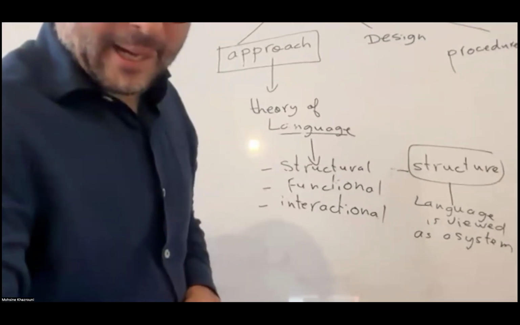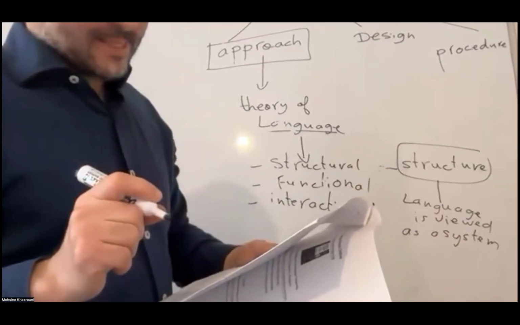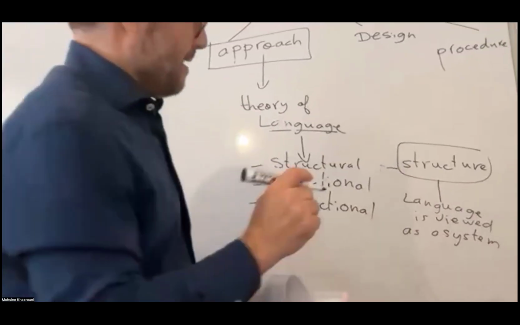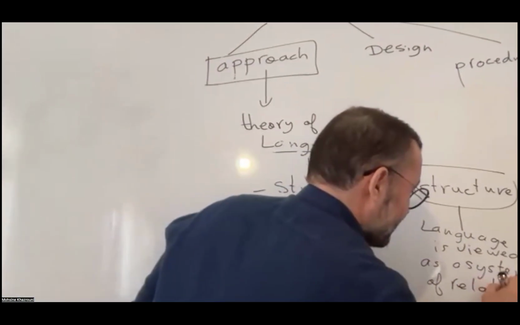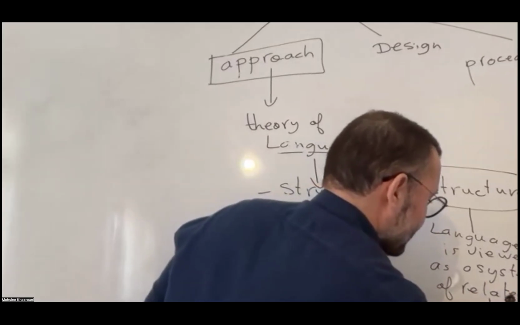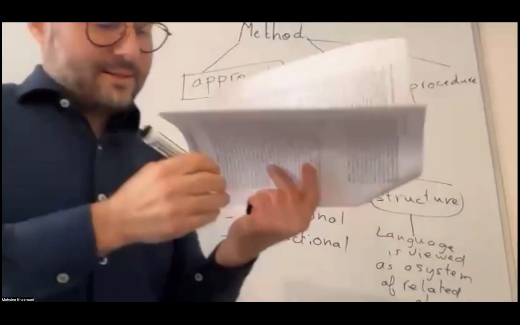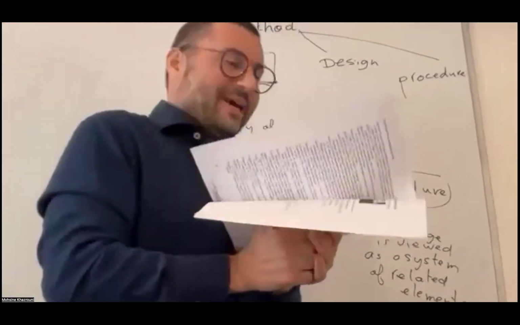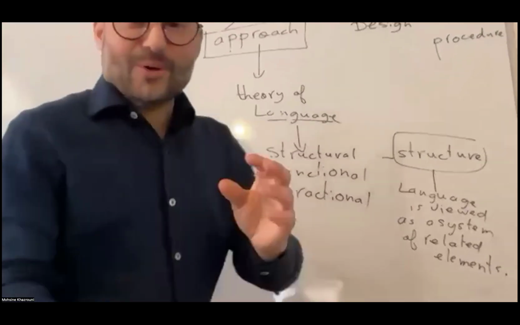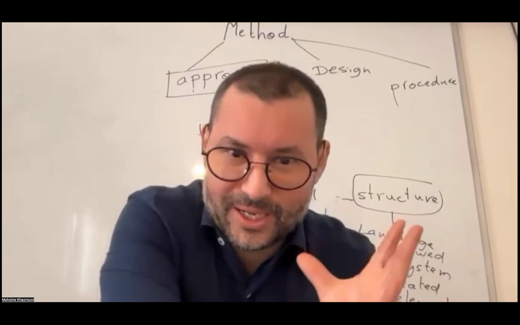As a system of what? We can say of related elements, such as morphemes, phonemes, words, and sentences. Well done. So when I say a structure, I start with the phoneme.